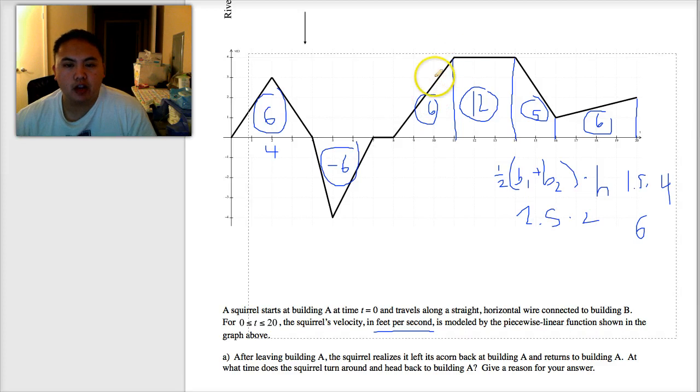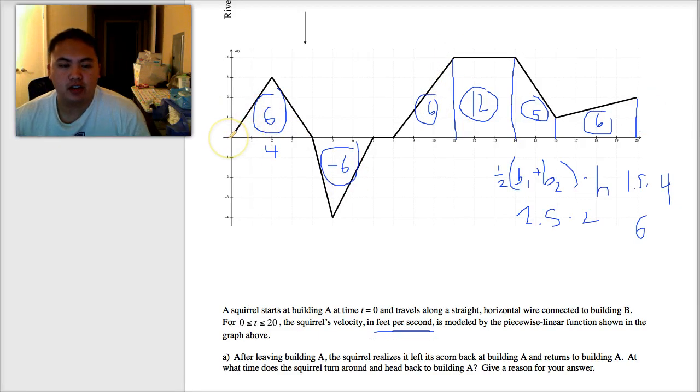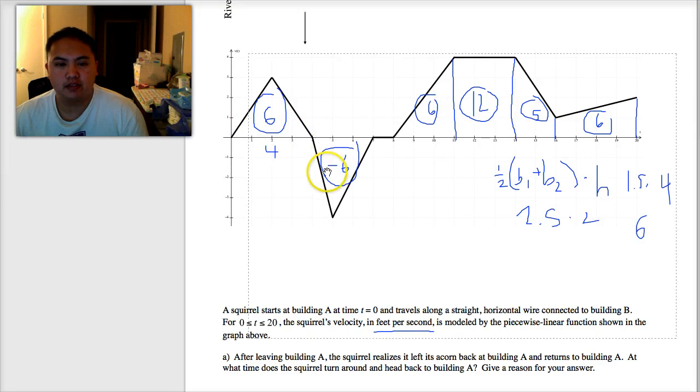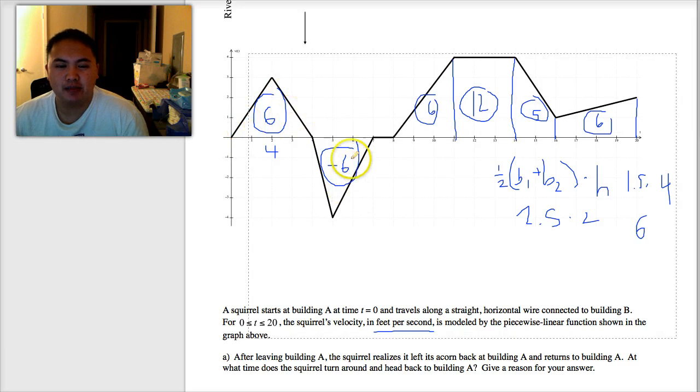So at this point right here, if you consider these as the area that he went, he started at building A. Then he went 6 feet far. But he's like, oh, I forgot my acorn. So he went 6 feet back. Then he had to go 6 feet forward just to get back. Sorry. He starts here at building A. Okay, how about this? He's at building A, he goes 6 feet, and then he comes back to building A.